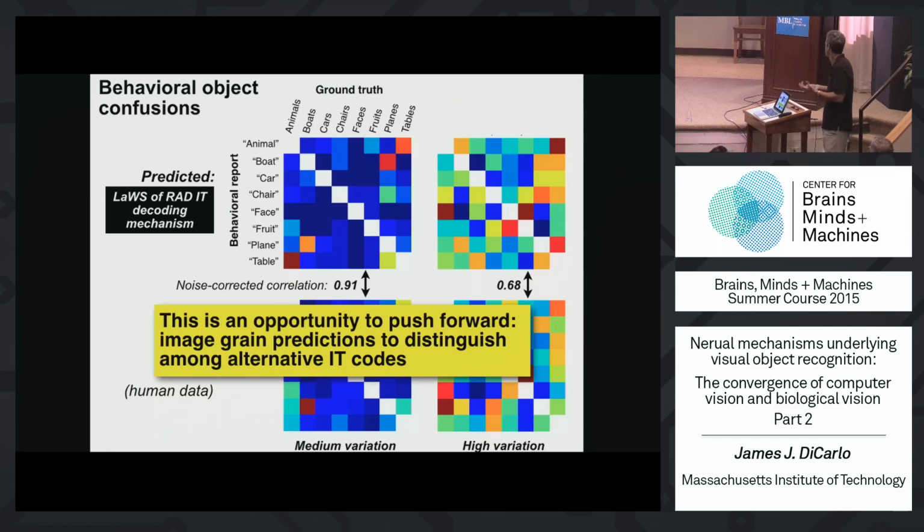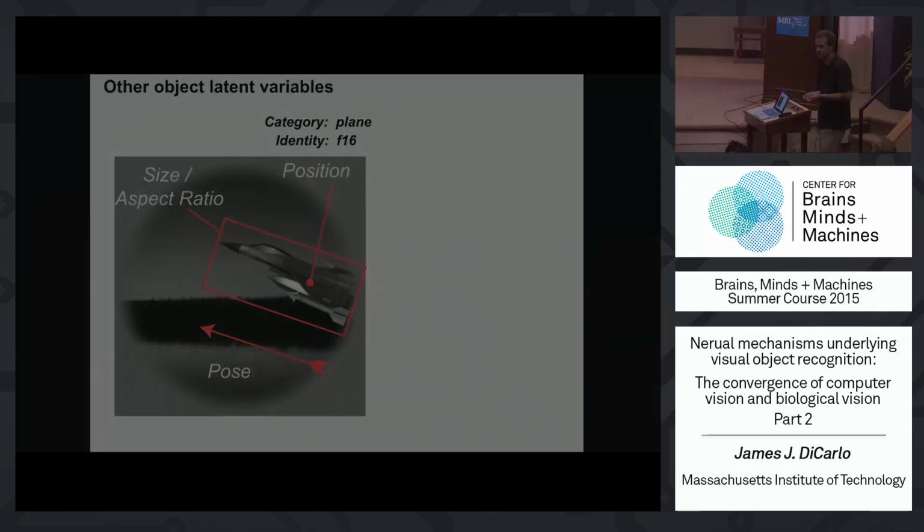So what I take home here is that you do quite well with this first order rate code read out of IT. But now there's an opportunity to dig in and say, well, at what point do they break down, and what kind of decoding models are you going to replace them with? And that's what we're trying to do.